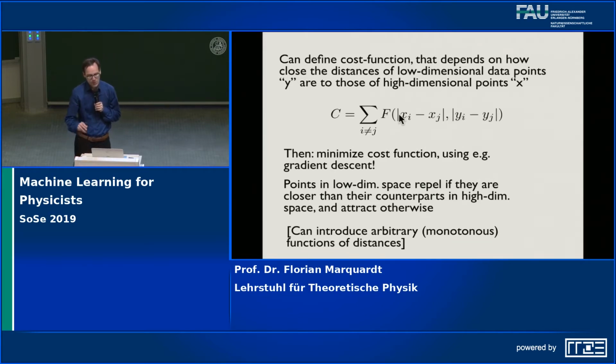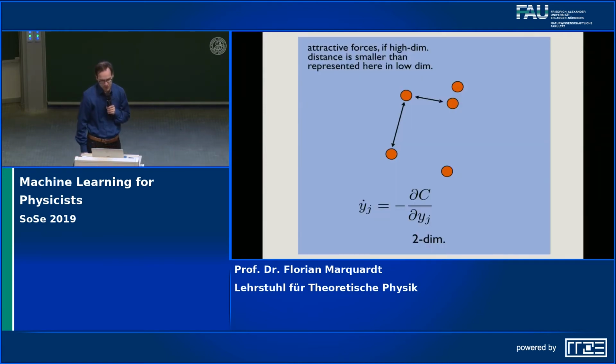Okay. But suppose we have chosen such a cost function. Then we can just apply what we already know from neural networks. Then we can just apply gradient descent. So then we can try to move around these projected points, the yi, in the low dimensional space along the gradient of this function in order to minimize this cost function. So this would be the gradient descent we apply. Very simple. This is exactly the same as for the neural networks.